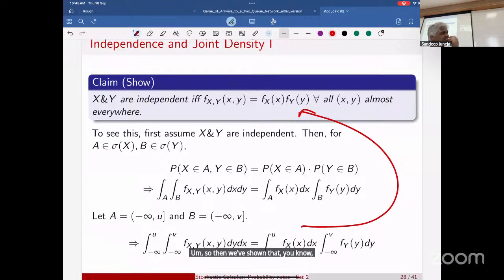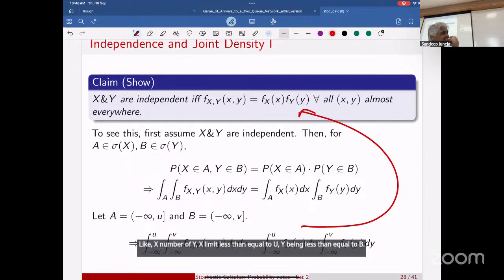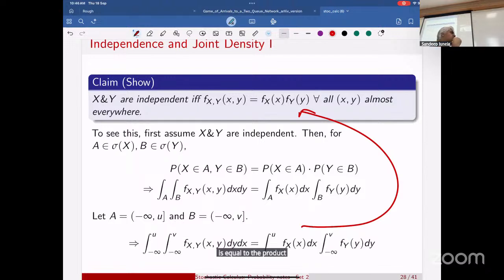the probability of x being less than or equal to u and y being less than or equal to v is equal to the product of the integrals. And then because you can generate the Borel sigma algebra with these kinds of intervals just by taking intersections. But mind you, where we have to go? We have to show that the joint density is the product of the marginal densities.